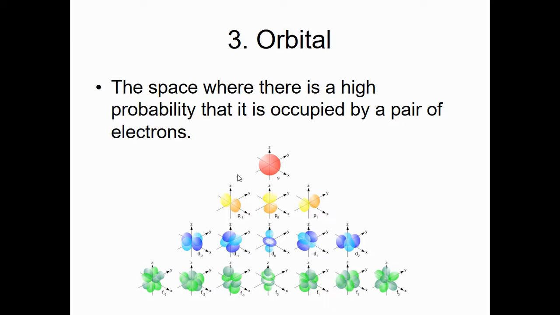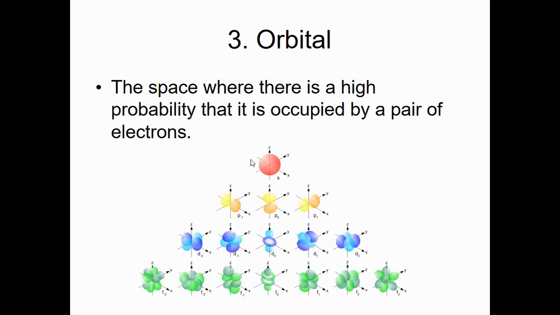So we can hold 2 electrons in the s orbital. We can hold 2 electrons in each of these p orbitals for a total of 6. 2 plus 2 plus 2 is 6. We can hold 2 electrons in each of these d orbitals for a total of 10. 2 plus 2 plus 2 plus 2 plus 2 is 10. And we can hold 2 electrons in each of these f orbitals for a total of 14, because there's 7 of them. Okay, so we're going to talk about each of these orbital shapes one at a time.